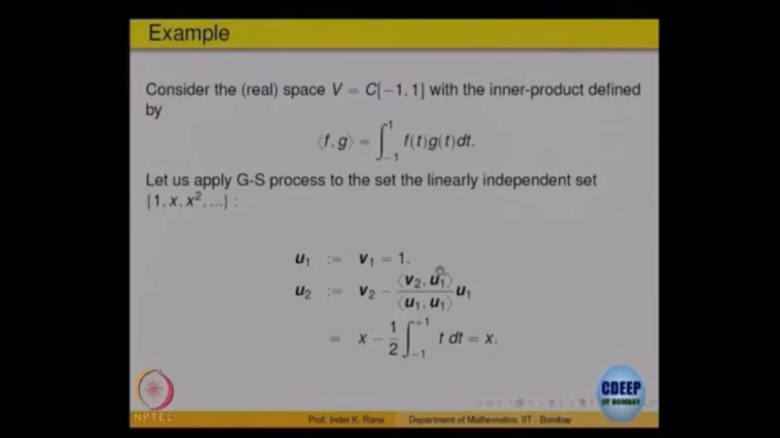So u1 is equal to 1 and u2 equal to x. The first two are perpendicular to each other, so Gram-Schmidt does not give you anything new. Let us look at the next one, x square. What will u3 be? From v3, that is x square, you have to remove the projections on u1 and u2. So let us do that.